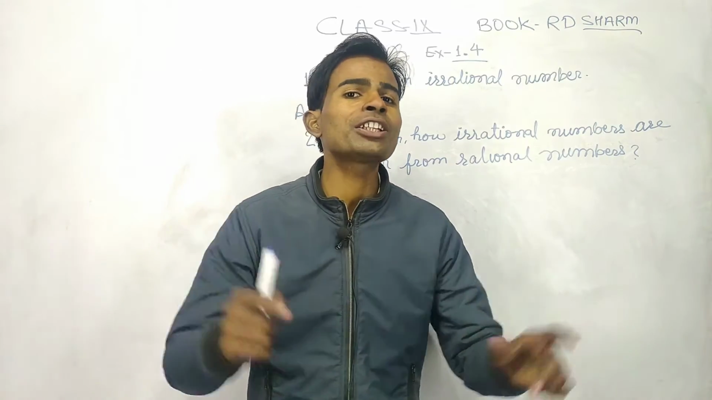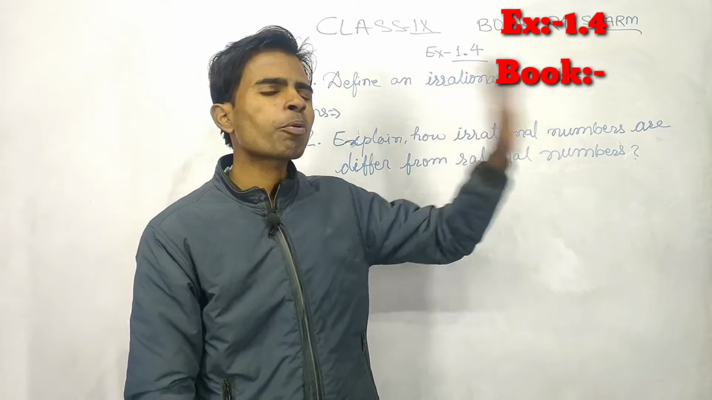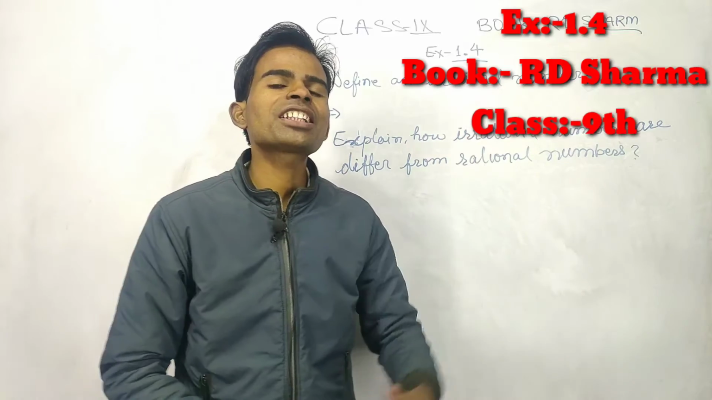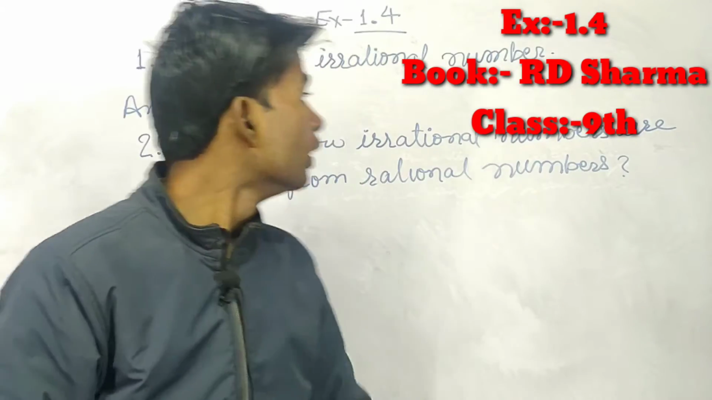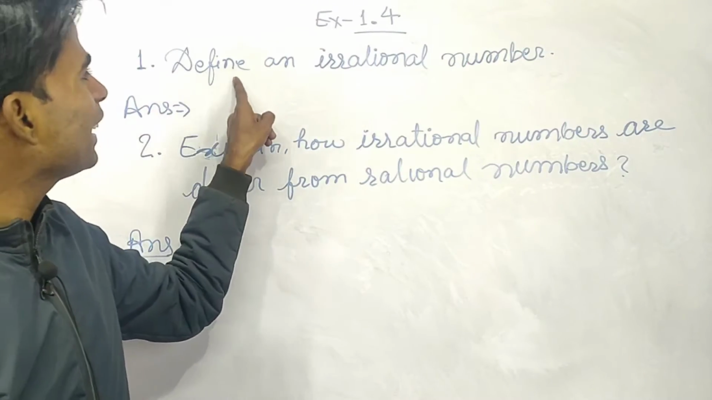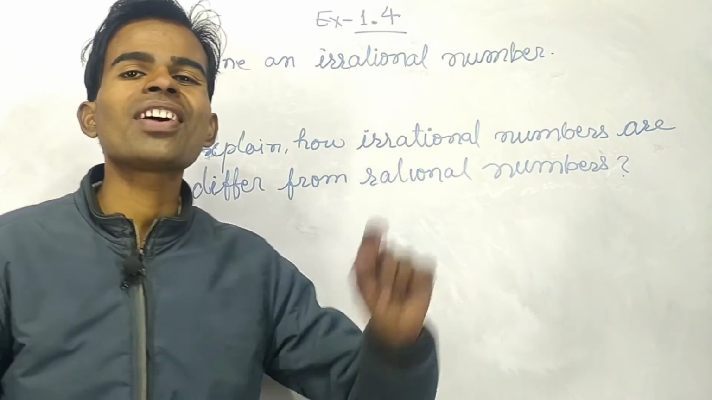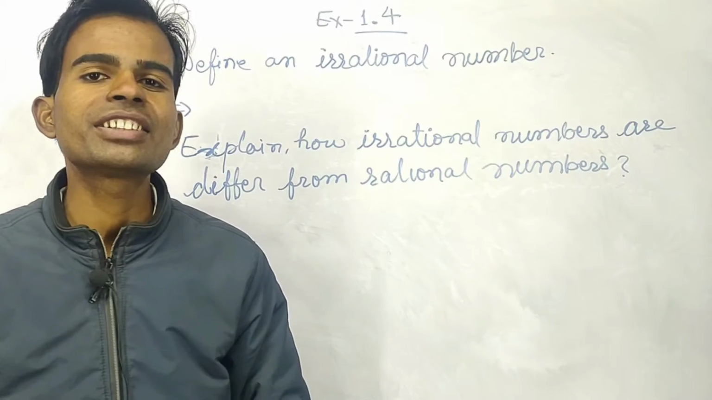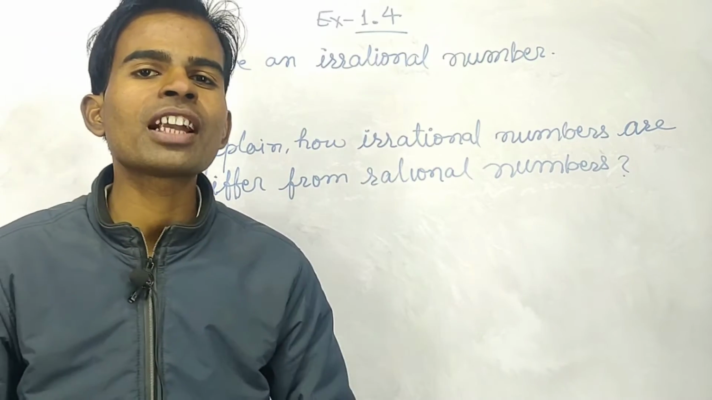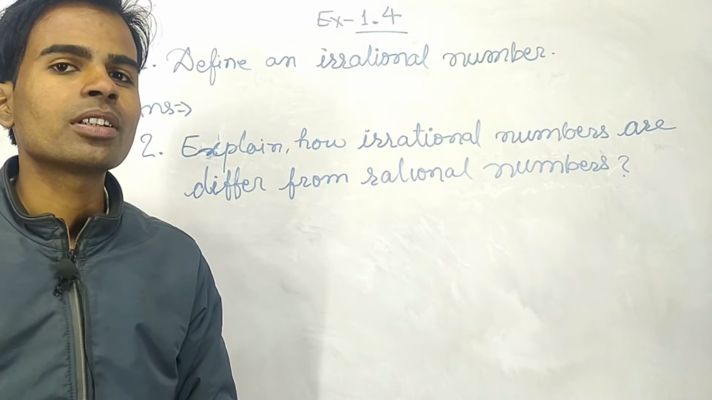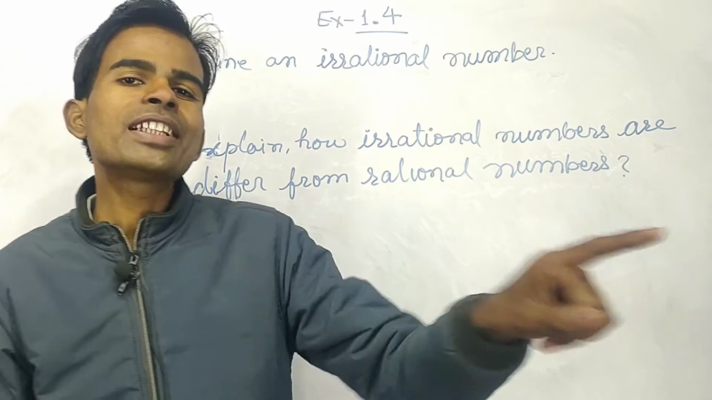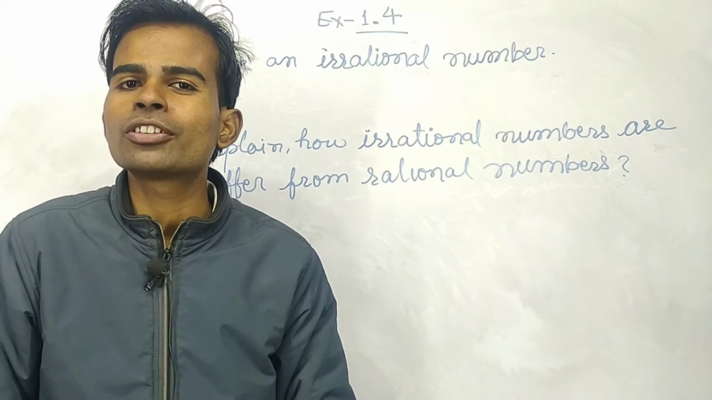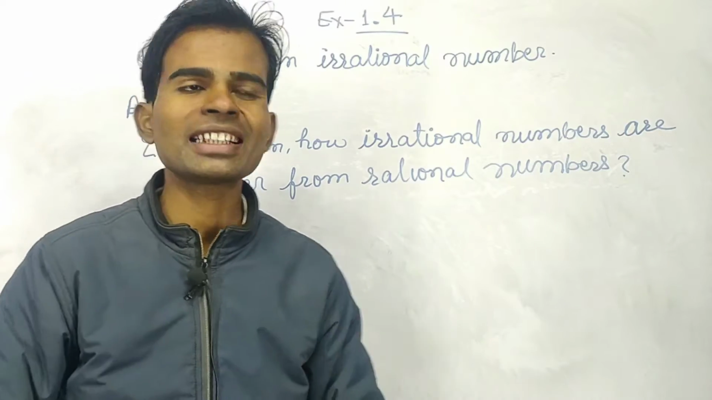Today we are going to do exercise 1.4 from RD Sharma class 9th. The first question is: define an irrational number. We already know what an irrational number is: a number which cannot be written in the form of p by q. That is the correct answer.